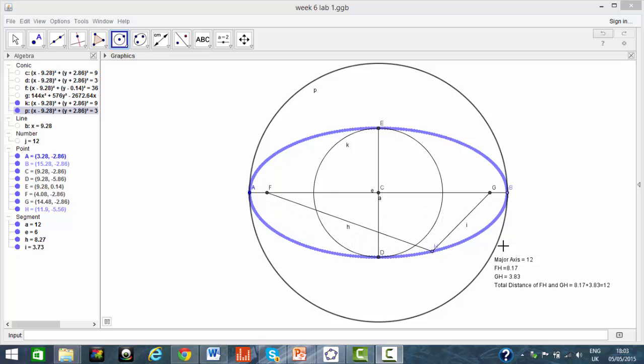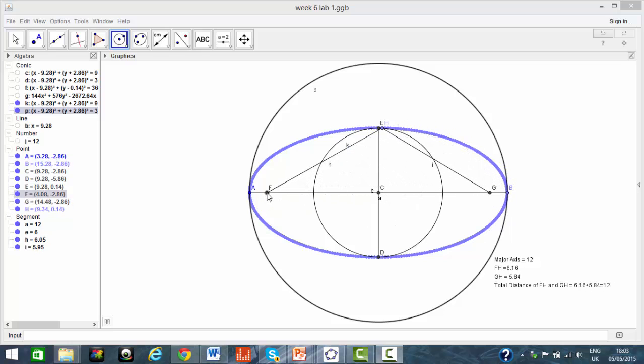So this just shows down here on the right hand side that our major axis is 12 centimeters long. This shows the total distance from F to H and G to H. It always equals 12 here. If you can see, it's always consistent. So F to H and H to G will always equal 12.